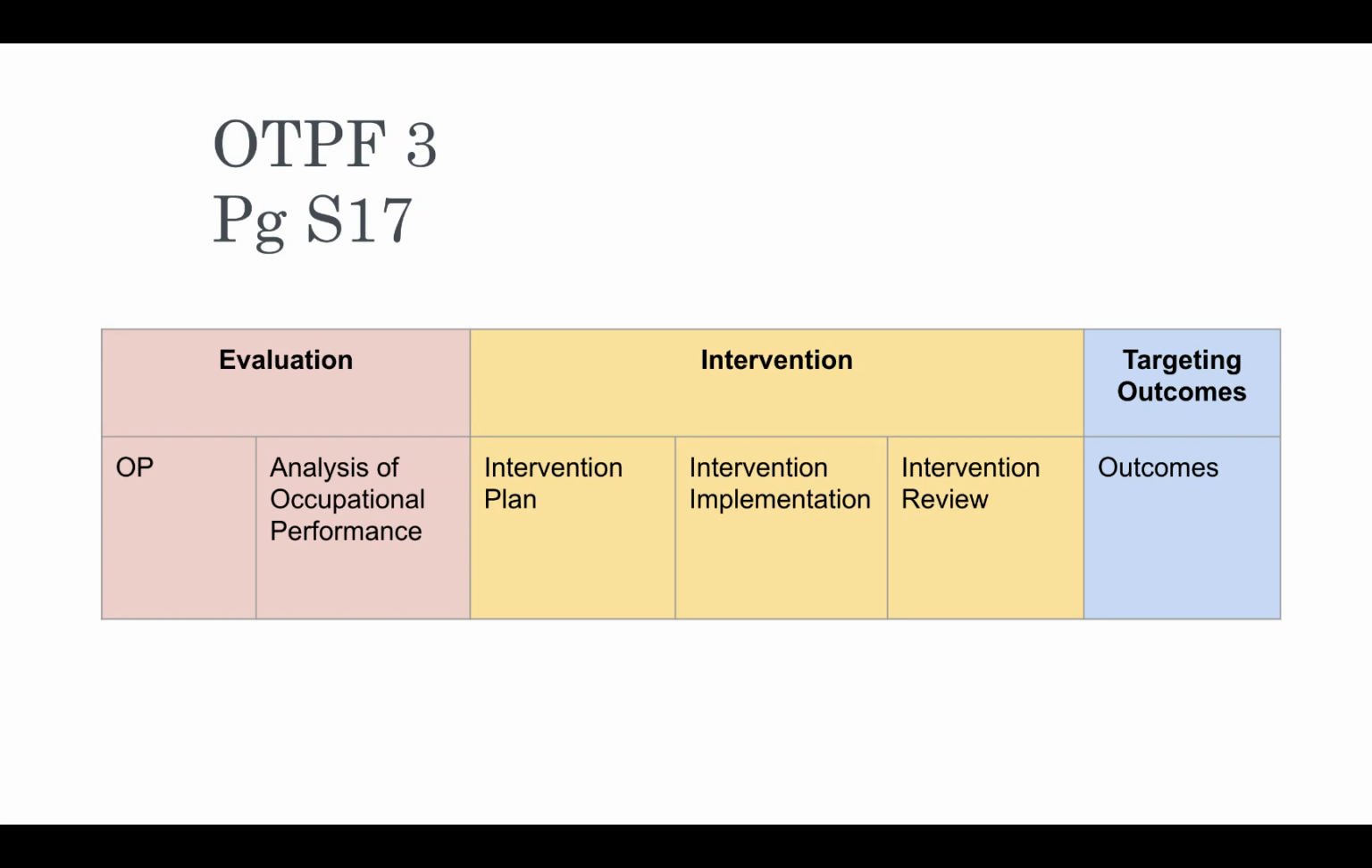So when we look at this OT process, we really use many aspects of therapeutic use of self, such as advocating and collaborating, empathizing, encouraging, instructing, and problem solving. So we're looking at all of these aspects of therapeutic use of self throughout this process.